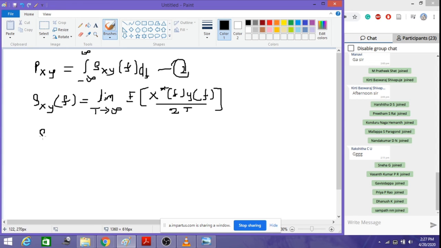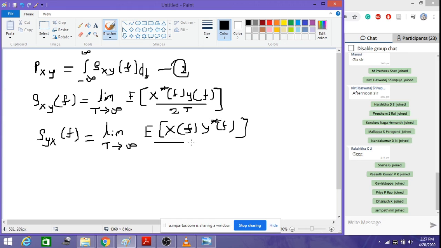Similarly, in terms of yx, if I want to write, so Syx of f is equal to, now what happens here is that as limit T tends to infinity, that is expectation, now this will become X of f into Y conjugate of f by 2T. So that is the difference here, Sxy of f and Syx of f.